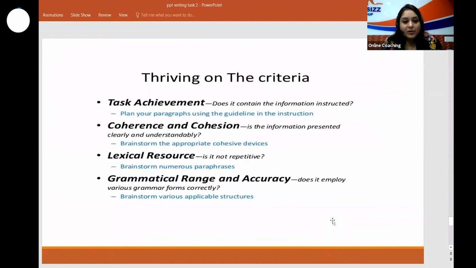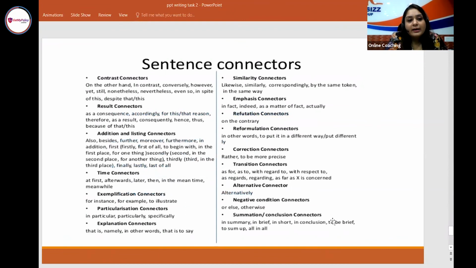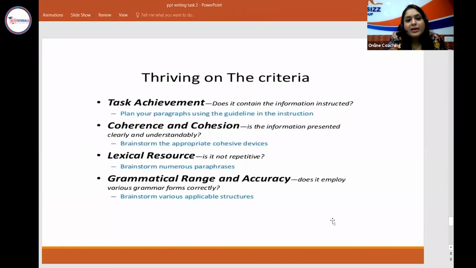So before writing an essay, the task achievement, the coherence and cohesion. The third is lexical resource. It's very important. Do not use words repetitively. If you are using language 3-4 times in the essay, if you are using technology 3-4 times, rather go with the synonyms. So please brainstorm numerous paraphrases of the words. Grammatical range and accuracy. I've already told you that it should employ various grammar forms correctly, and brainstorm that before writing the task. Now, I have told you a lot about the cohesion and coherence.